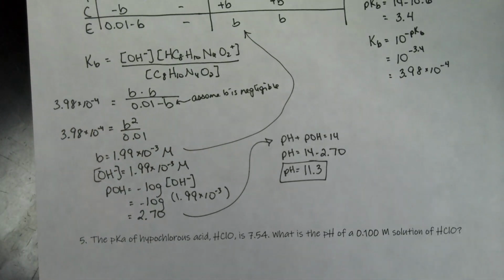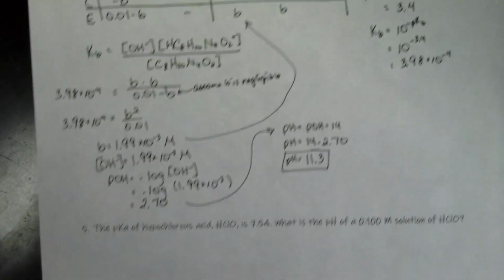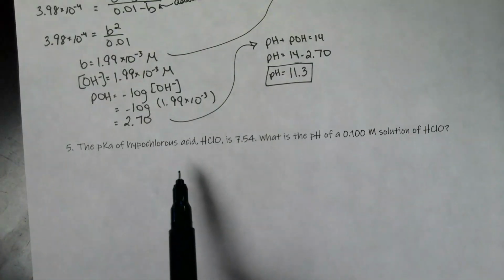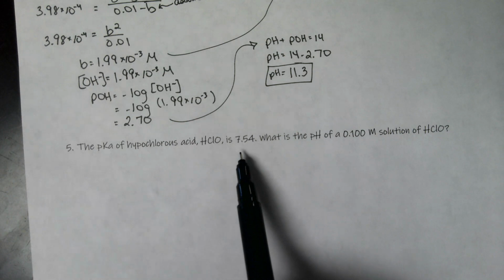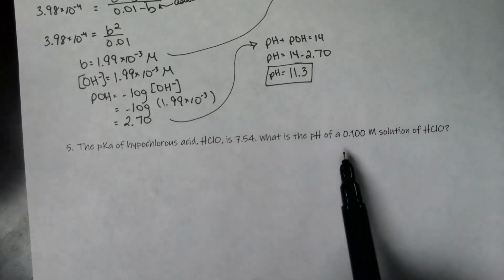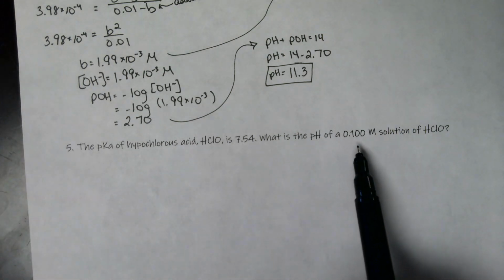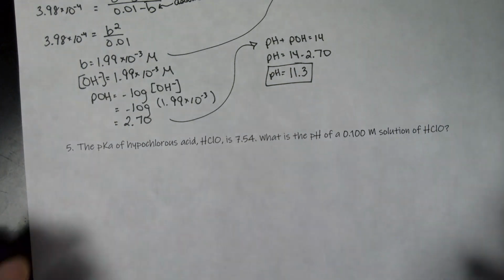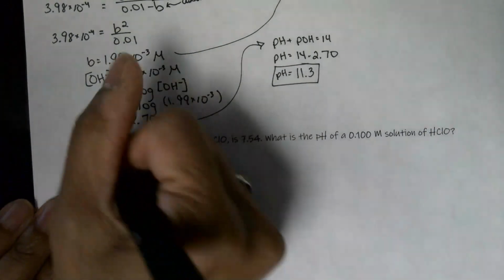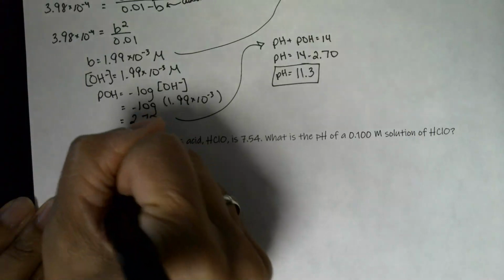All right, so let's take a peek at the next problem. The pKa of hypochlorous acid, HClO, is 7.54. What is the pH of a 0.100 molar solution of HClO? Do the same exact thing as we did before. So let's throw this into a RICE table.